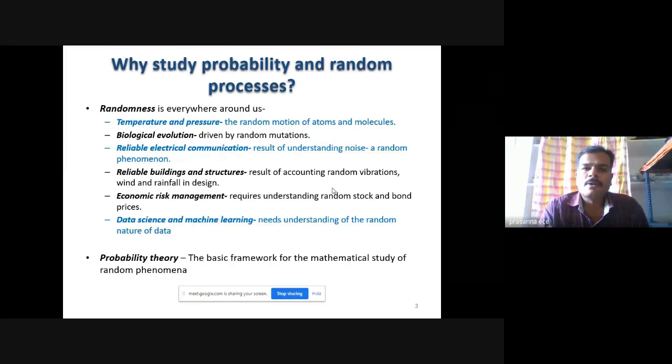The mathematical modeling of random phenomena is possible by making a basic framework which is known as probability theory. So probability theory is the fundamental step to understand these random processes. I have given in the slide that it is a basic framework for the mathematical study of random phenomena. So what is probability? Probability is a number which describes the likelihood of an event. An event can be anything. For example, the event can be rainfall, whether it will rain today. So the raining is an event.